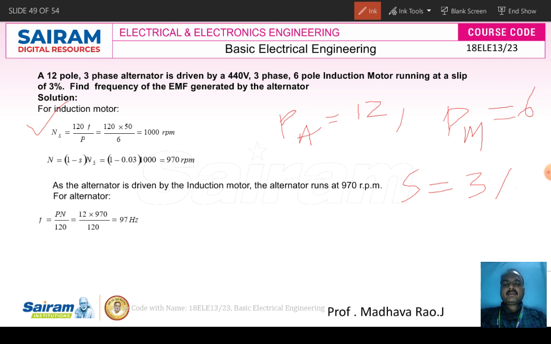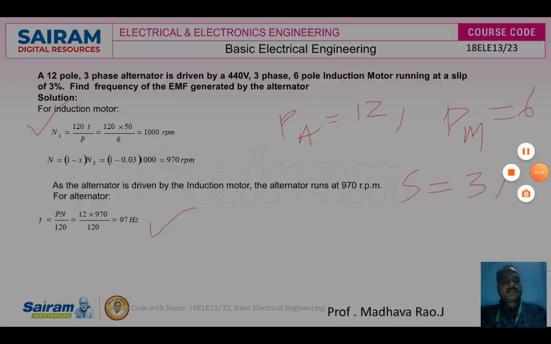As the alternator is driven by the induction motor, the alternator runs at 970 RPM. For the alternator, from the synchronous speed formula 120 F by P, F is equal to Pn by 120. That is equal to 97 Hertz. So the frequency of EMF generated by the alternator will be equal to 97 Hertz. Okay, and we'll move to the second problem.